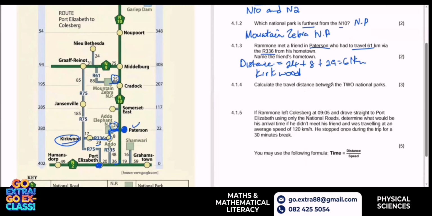Calculate the distance between the two national parks. We've already mentioned the two national parks. The first one starts from here, and if it starts from here, it goes this side. So the distance, starting from the Mountain Zebra, from here to here is about 25 kilometers plus. And what will be the distance from this point here coming down to this point here?